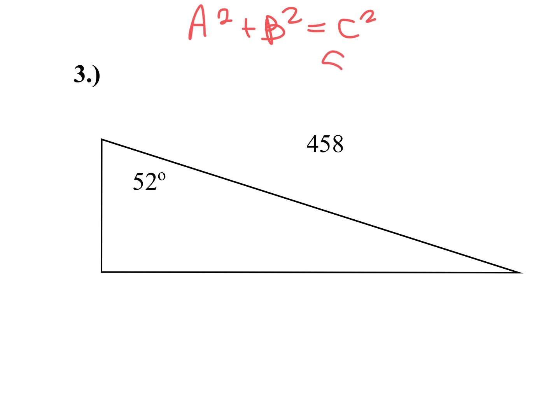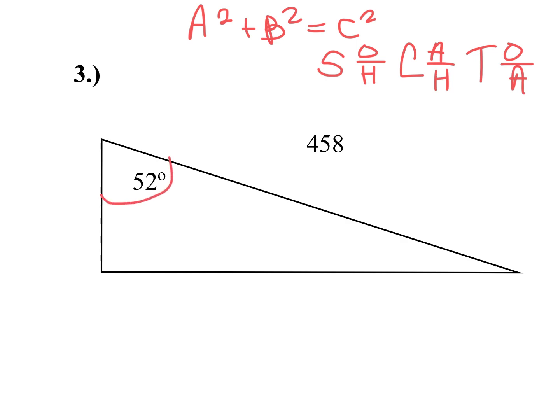Quick reminder, the sine of something is opposite over hypotenuse. The cosine is adjacent over hypotenuse. And TOA, the tangent, is opposite over adjacent. A little bit of a trig review there.